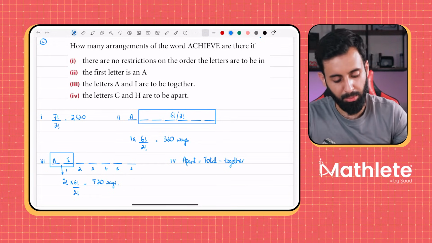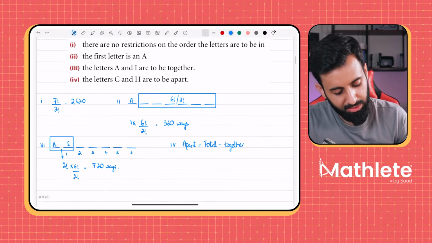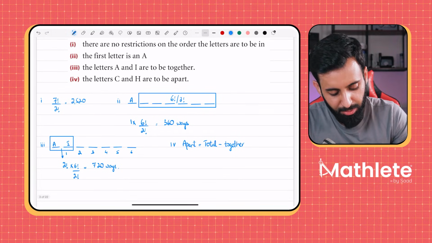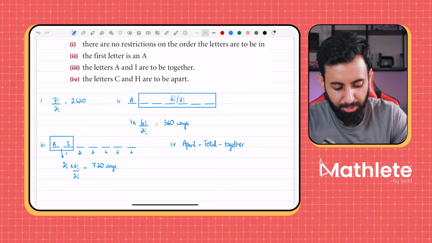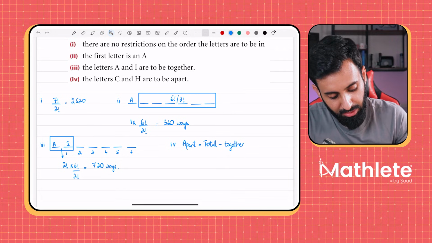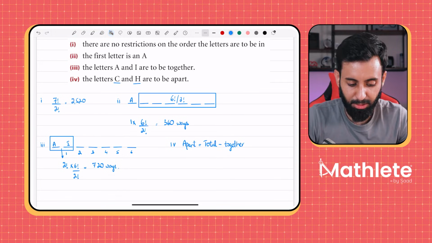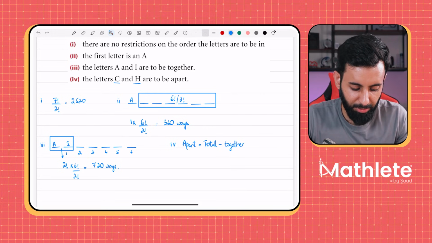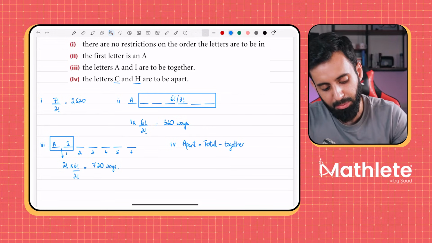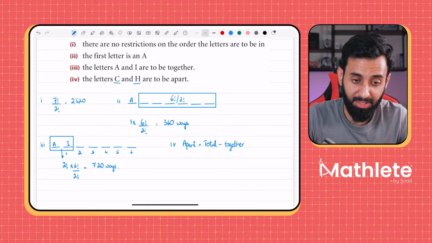Okay, there's nothing in between. So, since in the previous part we figured the letters A and I are to be together, in this part we're figuring out the letters C and H are to be apart. That means if I want to find out the number of ways that C and H are to be apart, I need to first find out the number of ways that they are together.